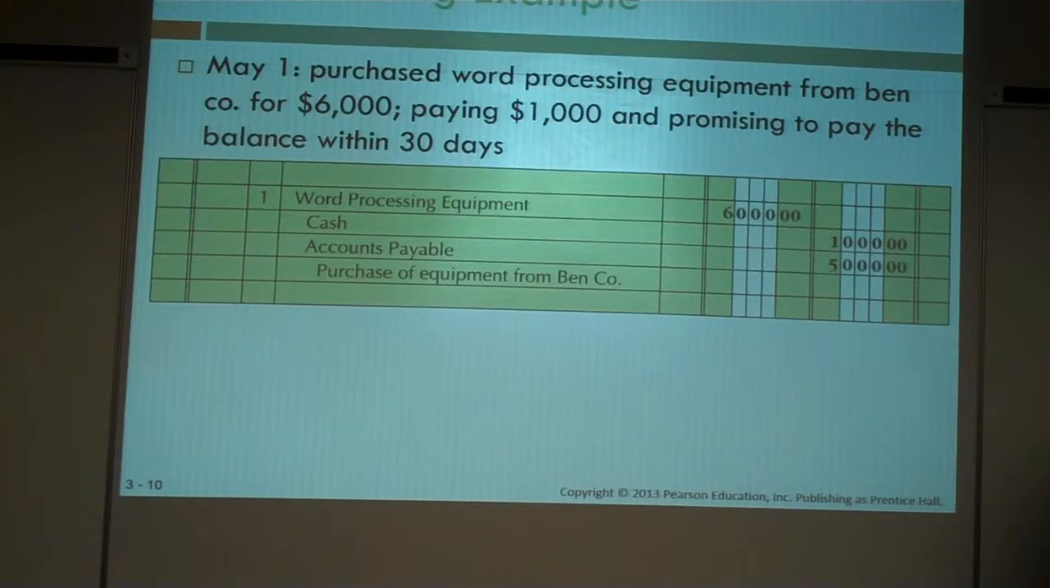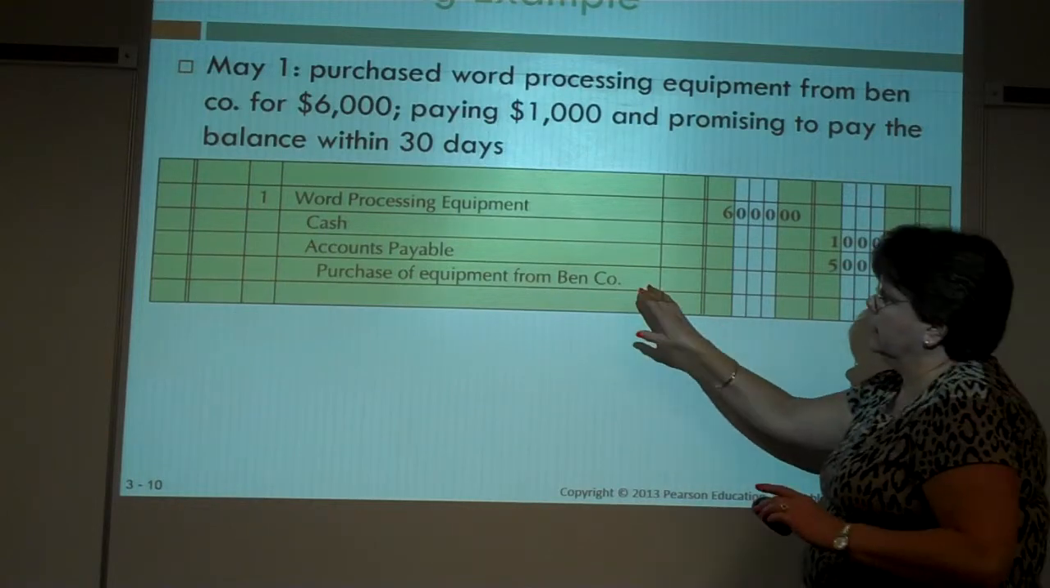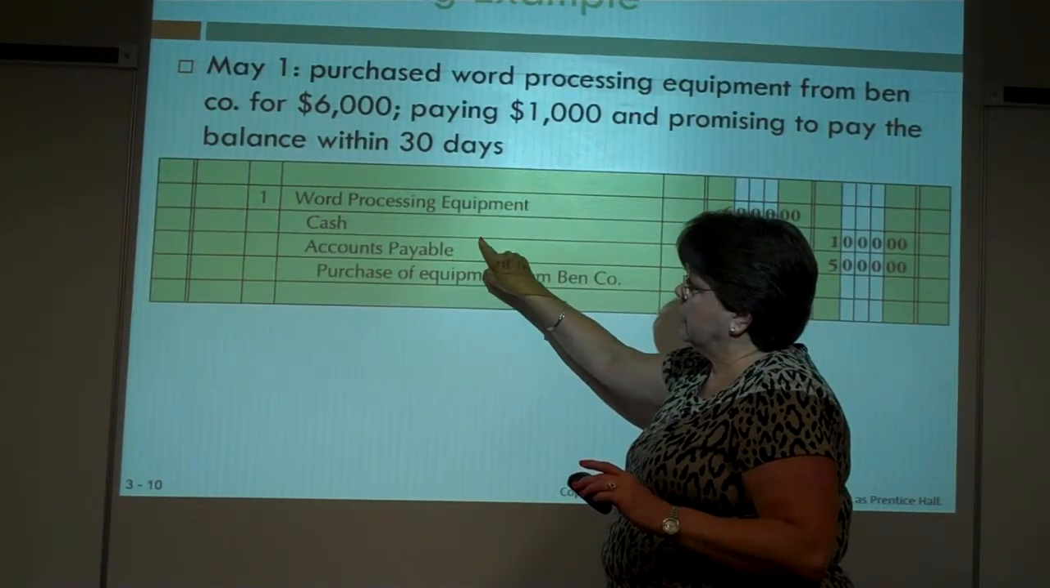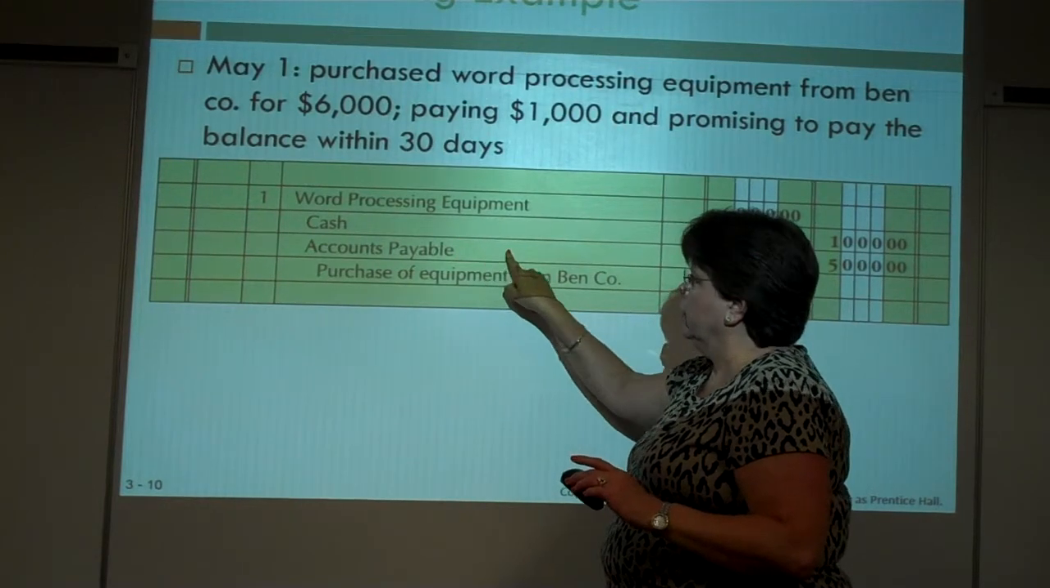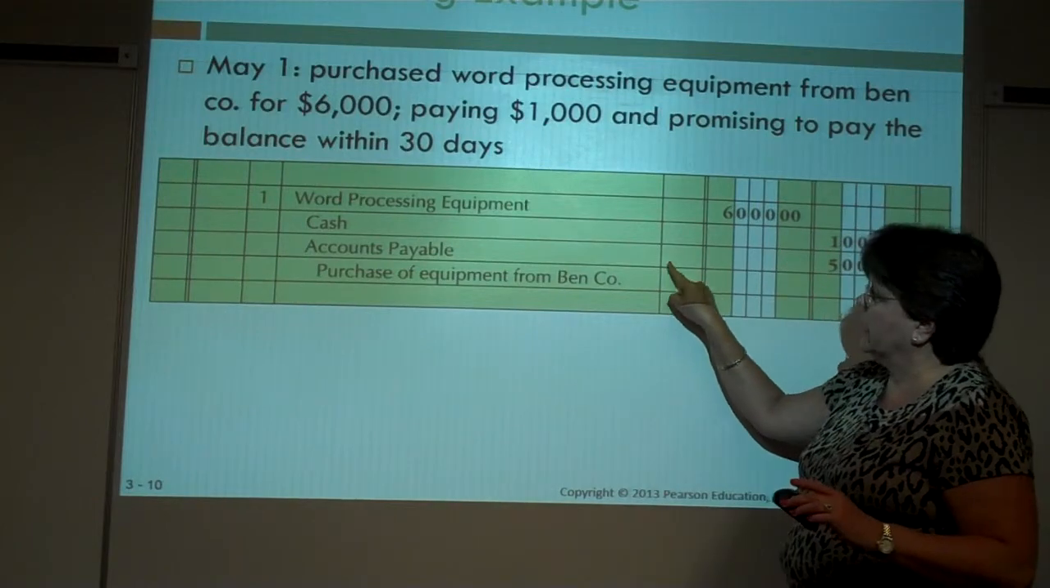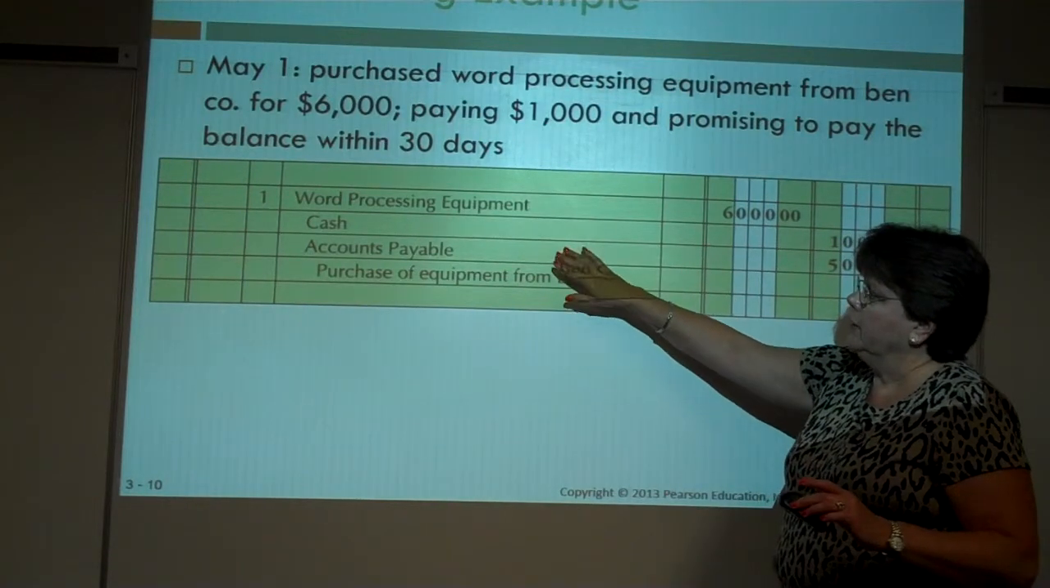You still might have to look at the T accounts from that demo problem to see where the normal balance is for that account. Correct. Our description: purchase of equipment from Ben Company. I really would prefer the Ben Company being on this line, and I like to see a diagonal here with Ben Company written in, and I like to see a diagonal right here.